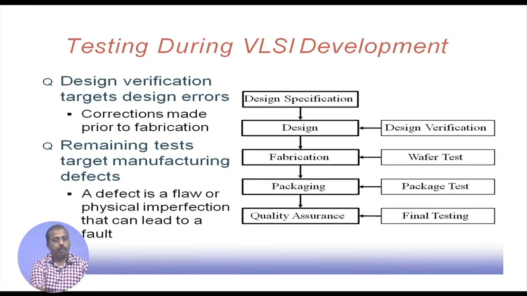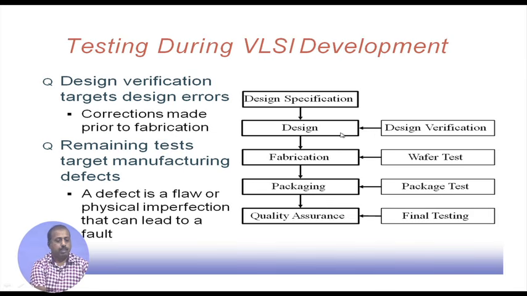And when the proof fails, these verification tools can generate a counterexample by which they can tell you that this is false because of this reason. This way, the verification phase can take care of design errors. So, design verification targets design errors, and corrections are made prior to fabrication.